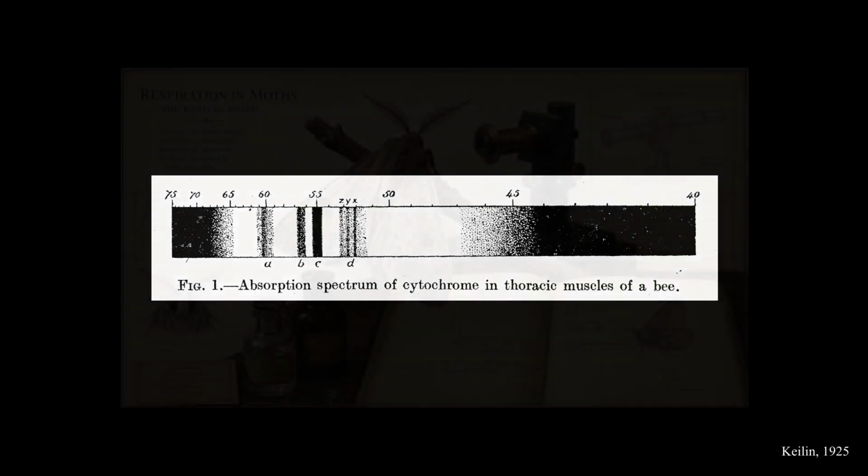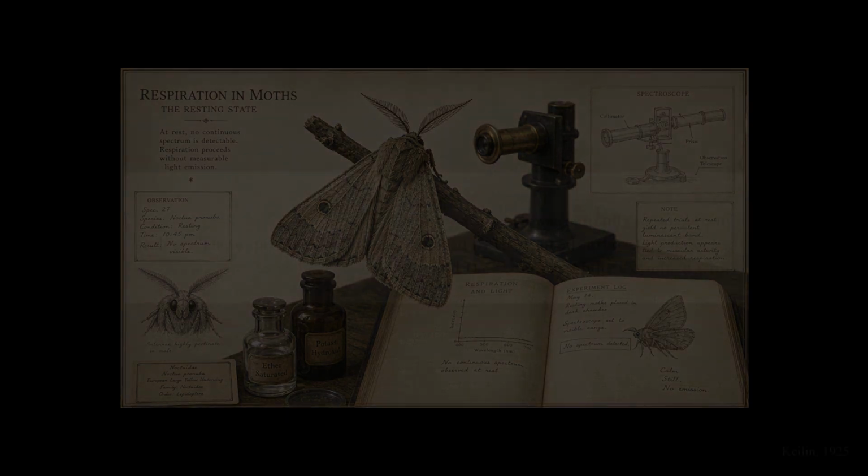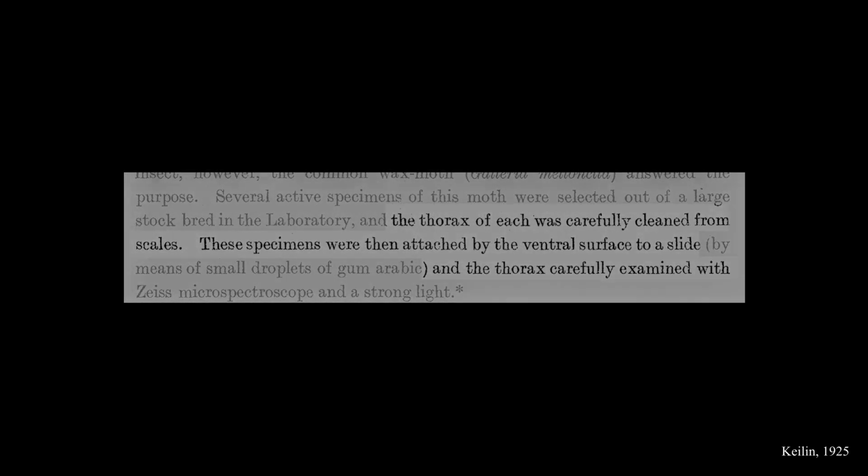Keilin determined that cytochrome was normally found in the oxidized state in vivo, since moths displayed no spectrum when they were calm and quiet. Here he removed the scales from the thorax of a common wax moth and attached it to a slide while still alive.